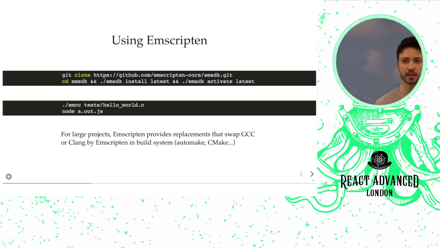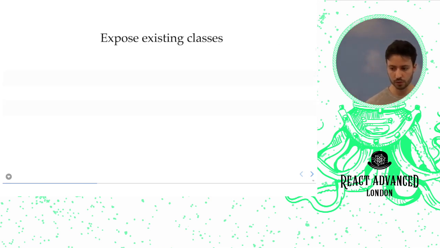And for larger projects, well, that works the same. Things like Automake or CMake, which are build toolchains in C++, can be used. So at the end you have a WebAssembly module that is more or less running. So that's a good first step. Then you need to expose all the classes that are living in your C++ or in your other language, and to make them accessible from JavaScript. So how to do it?